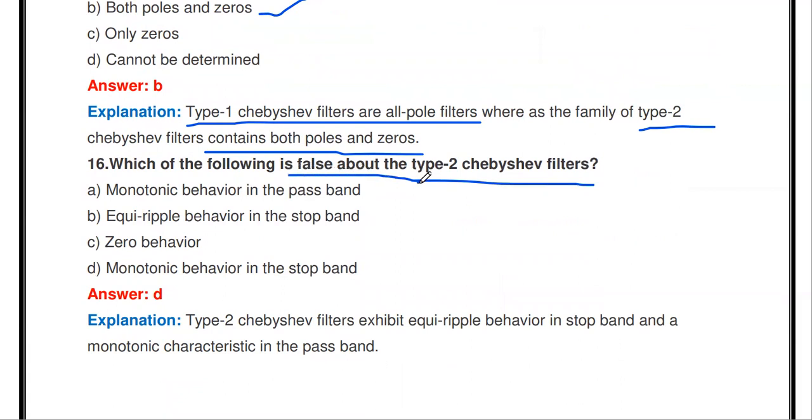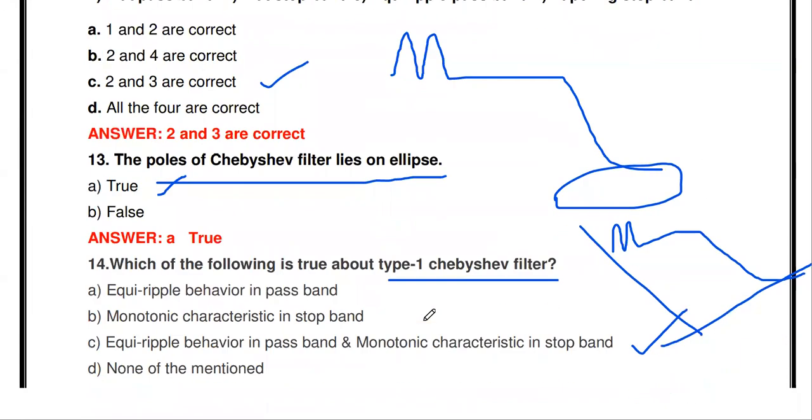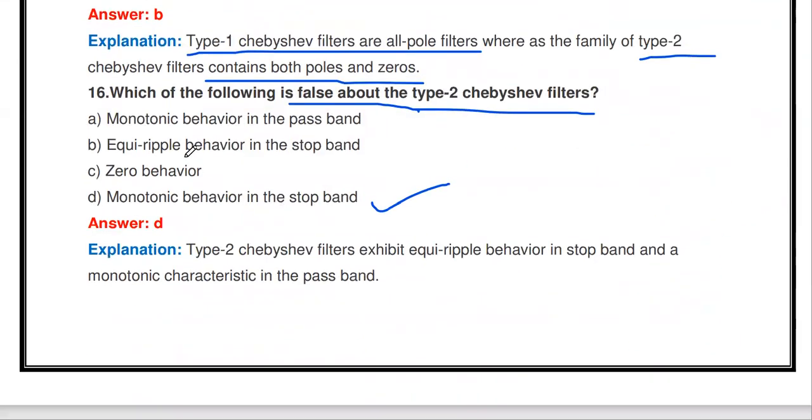Then which of the following is false about type 2 Chebyshev filter? Monotonic behavior in passband, equiripple behavior in stopband, zero behavior, monotonic behavior in stopband. So D is the wrong answer. Already I told you, in type 1, equiripple characteristics in passband, monotonic behavior in stopband. In type 2, monotonic behavior in passband, equiripple characteristics in stopband. So the first three are correct. Monotonic behavior in stopband is a false statement.